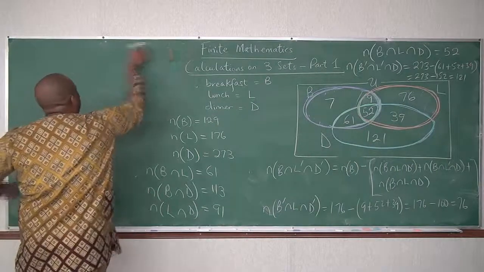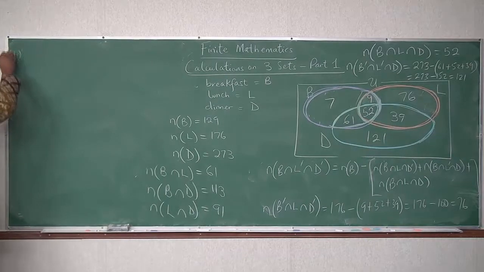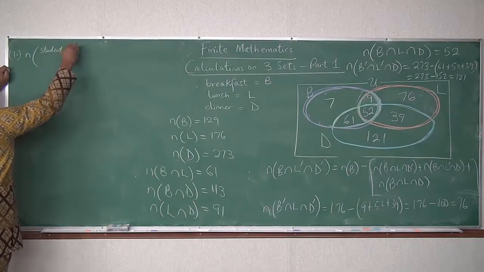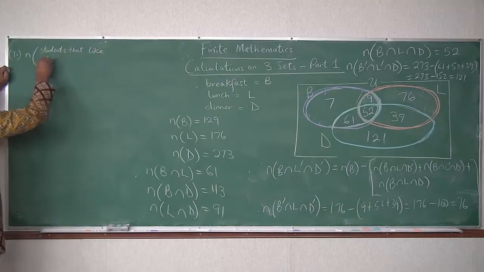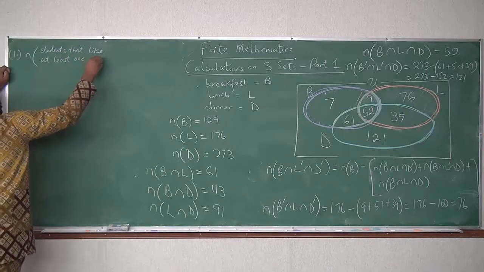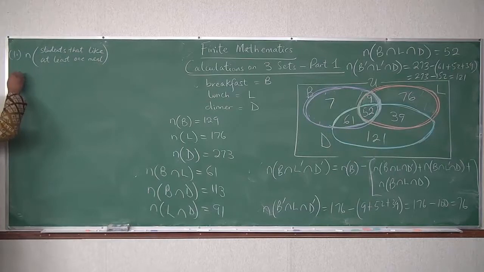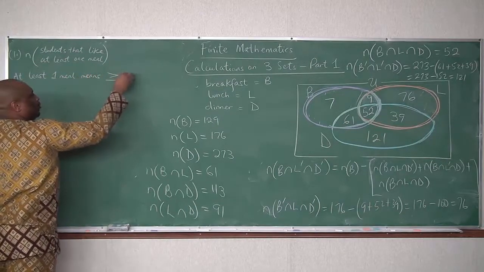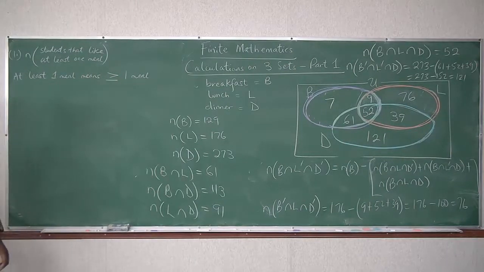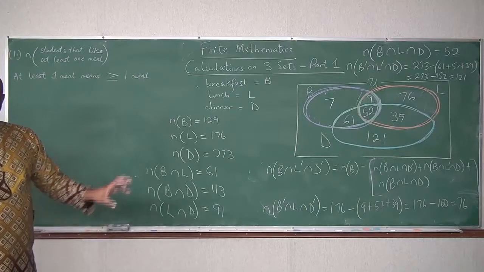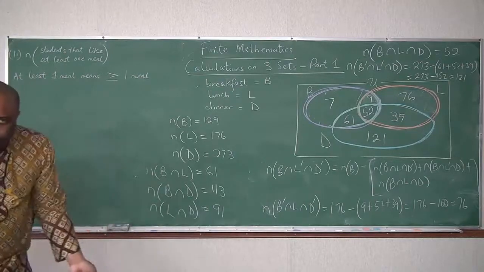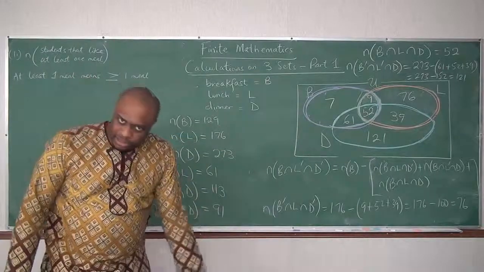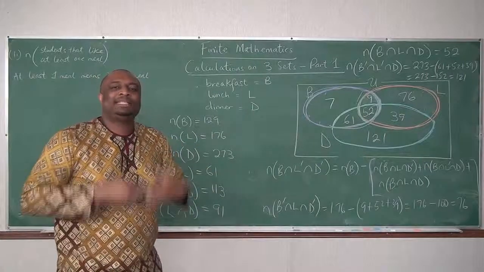I think the first question says at least one meal. The cardinality of students that like at least one meal. At least one meal means greater than or equal to one meal. So this means those who like one meal only, plus those who like 2 meals only, plus those who like all 3 meals. That is at least 1 meal.